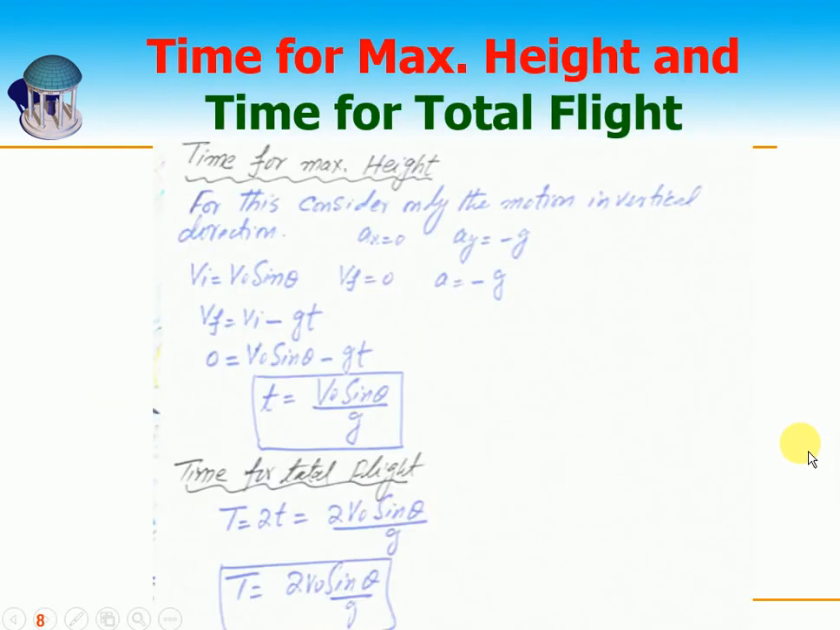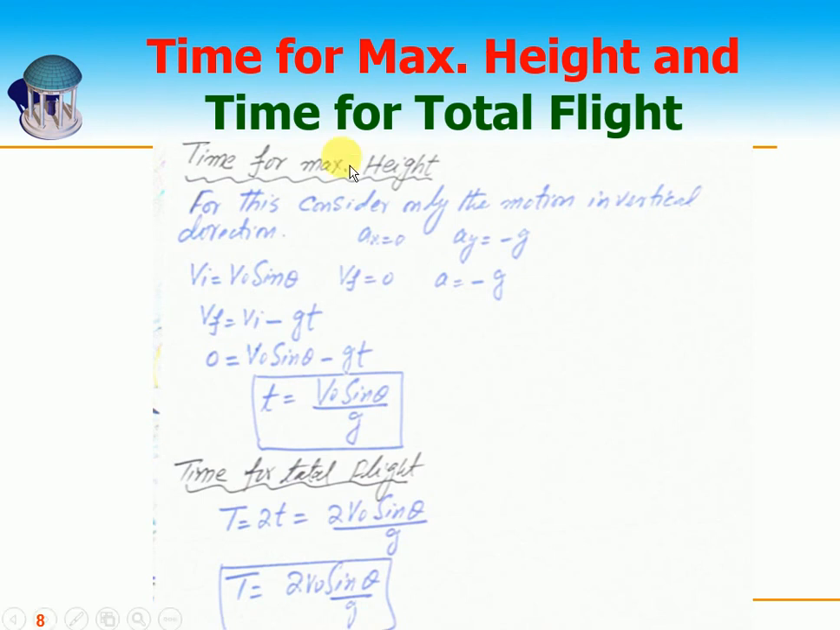Now let's move to the next topic, the time for maximum height and time for total flight of a projectile when it is given an initial velocity v naught. Time for maximum height: as we are talking of height, which is in the vertical direction, for this we consider the motion in the vertical direction.